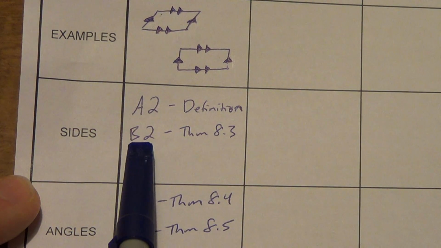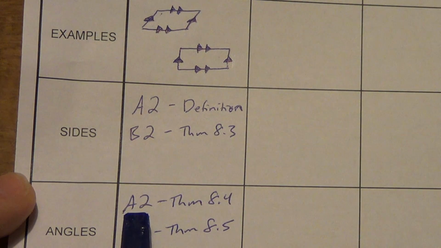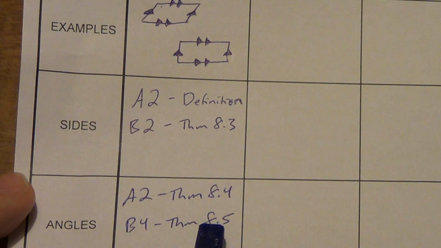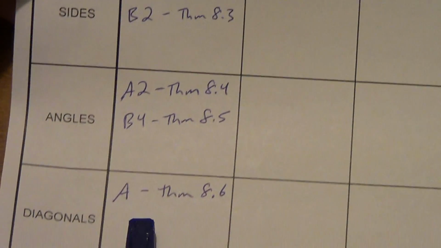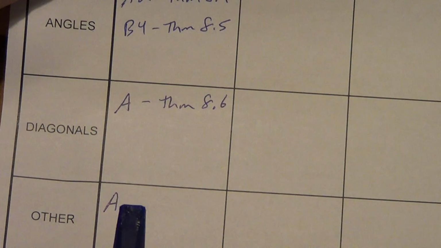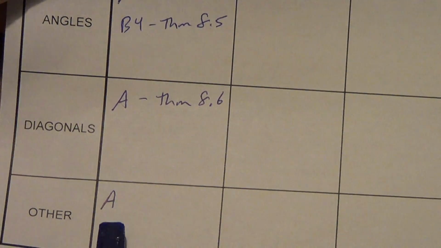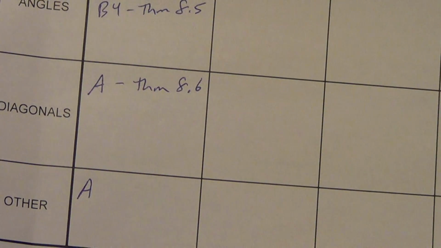This theorem tells us that two sets of opposite sides are congruent. This theorem tells me that two sets of opposite angles are congruent. This theorem tells me that there are four sets of consecutive supplementary angles. We know that the diagonals bisect each other, they cut each other in half, not necessarily at a right angle, but they do cut each other in half, and area is base times height. We need to have all that memorized when we talk about parallelograms. That's the end of our lesson.